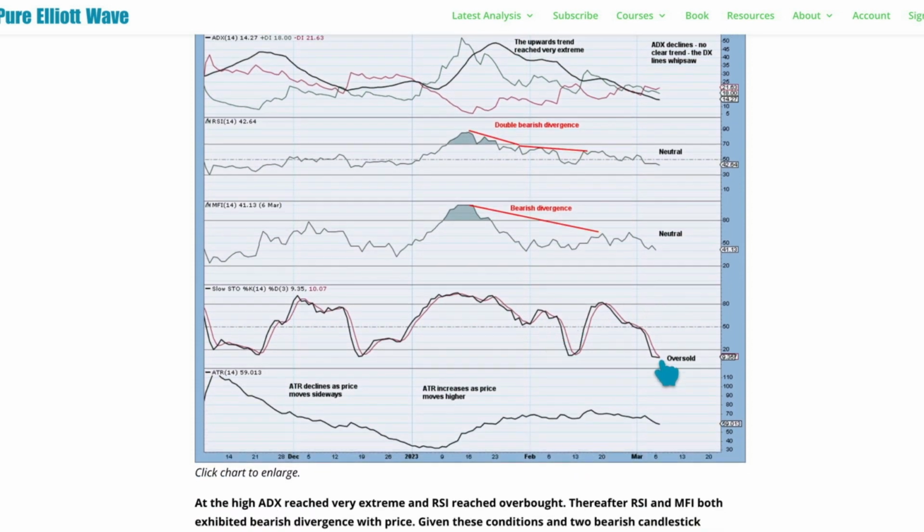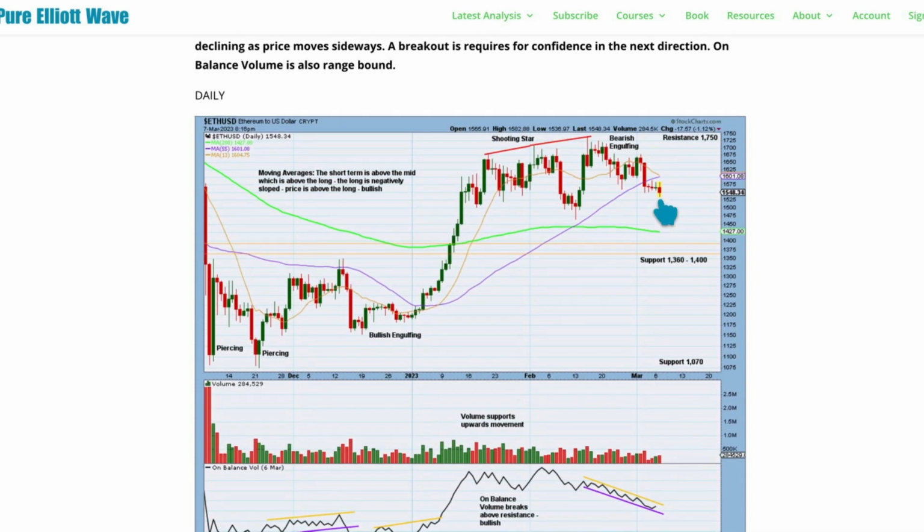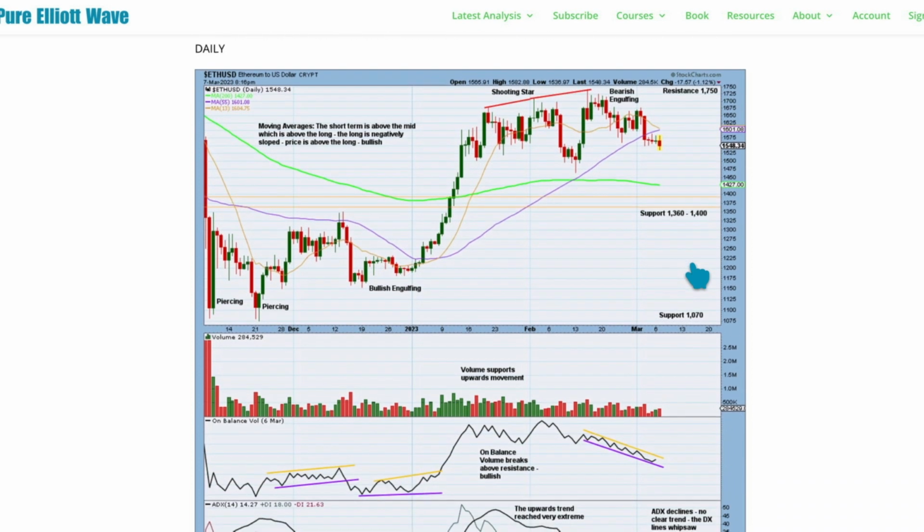Stochastics reaching oversold at the daily chart level. We could see a bounce about here. We could also see stochastics remain oversold for a little bit longer before price reaches support. It's not always that great at timing.